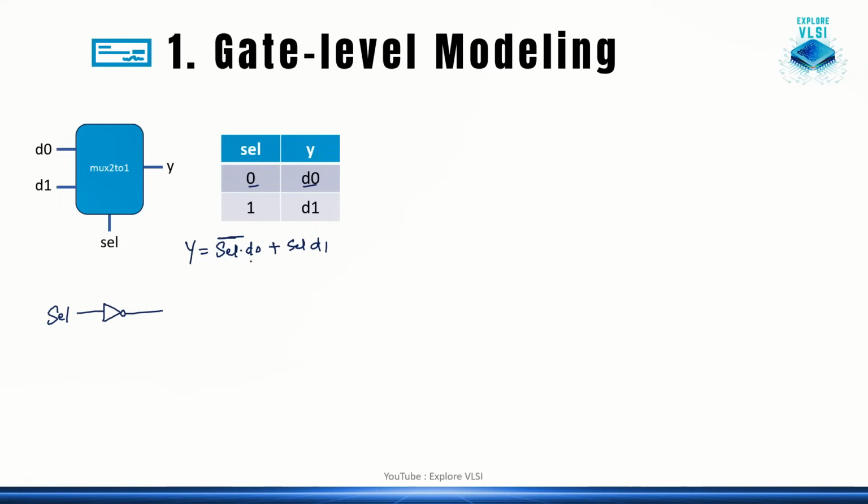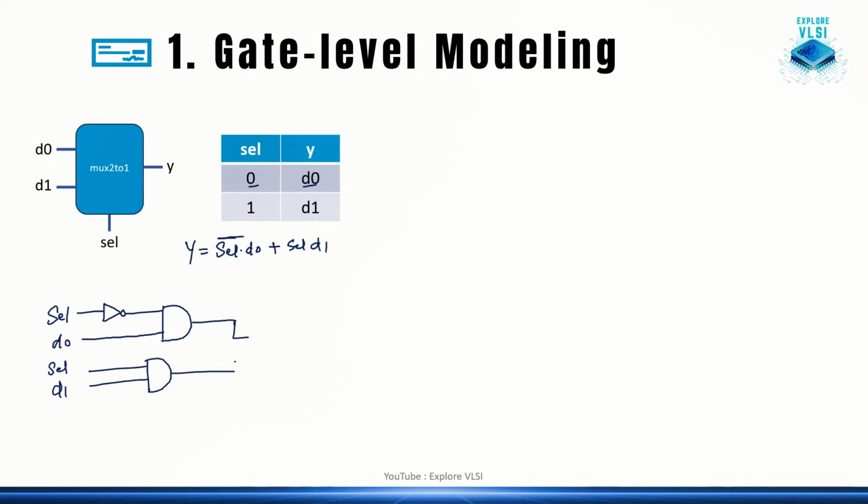Then it is AND with D0. So I need to take D0 over here. And for these two, I need to put one AND gate. This AND gate provides us select bar into D0. Then we have select and D1 together. Let me take select again and D1, and connect these two with one more AND gate.